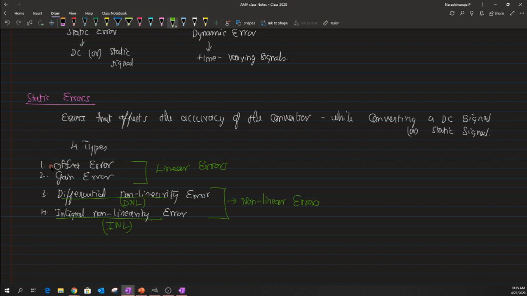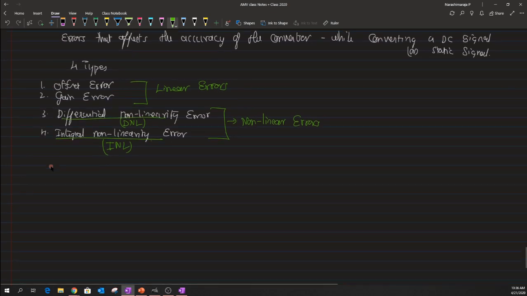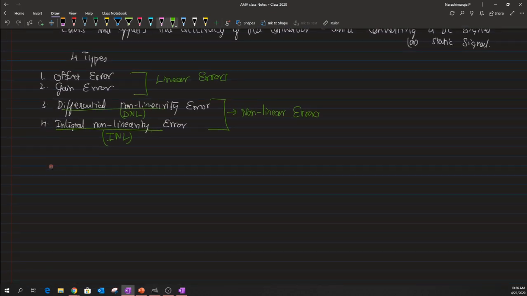One is the offset error and the gain error under the category of linear errors, and DNL and INL errors under the category of nonlinear errors. Okay, so let me just begin with this offset error, and then we move on to the other types of errors. As I said, each of these errors in general is related to both types of ADCs, so both types of data converters.